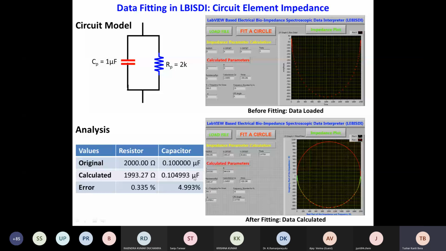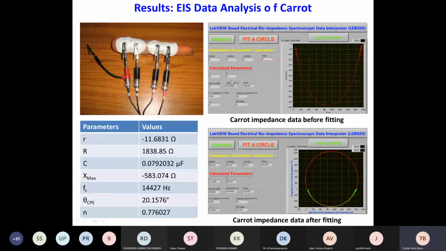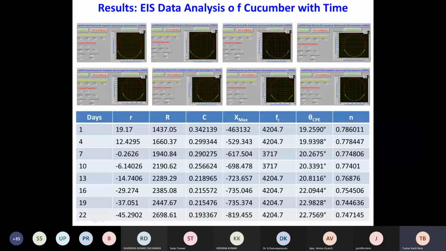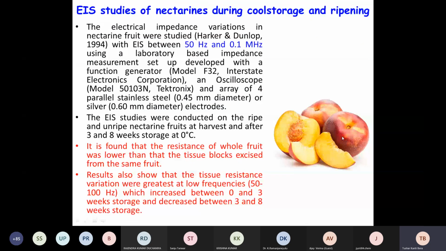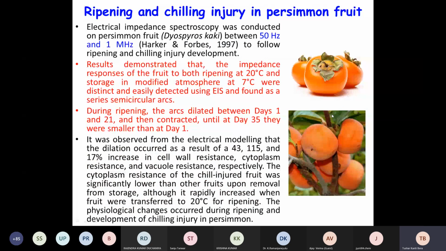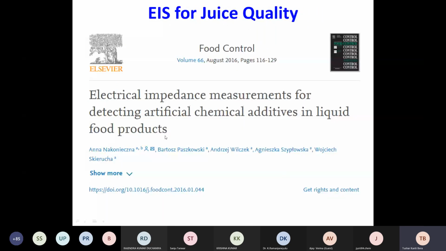So we conducted a similar thing for vegetables, for carrot, cucumber, bottle gourd and all, and we fitted all this. And these were the studies conducted from our laboratory, and international research is also going on for studying fruits, like apple, avocado, then the nectarines, then the persimmon fruit. So many fruits or food materials are studied, kiwi fruits and all. So here we can see that some chemical additives are found inside the liquid. So many foods are coming in the news that some additives are there.